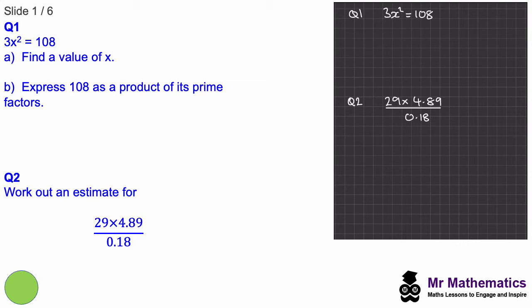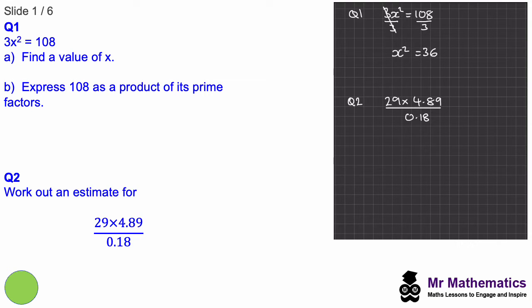For question 1, we're going to begin by cancelling out this multiplication of 3. To do this, we divide both sides by 3, because then this multiplication and division will cancel to make 1x squared. So x squared is 108 divided by 3, which is 36.